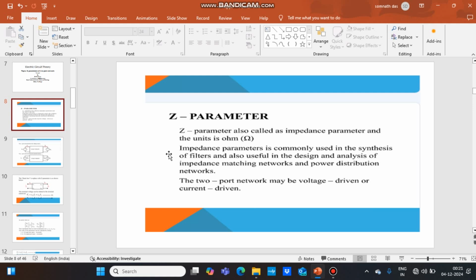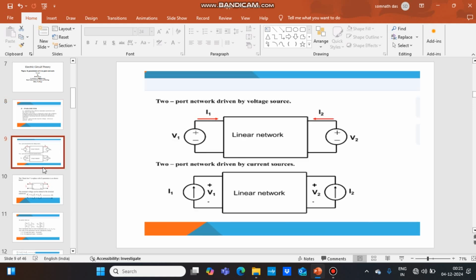The two-port network may be voltage driven or current driven. See in this figure, the upper one shows the voltage driven two-port network and the lower one shows the current driven two-port network. In the upper figure, two voltage sources are connected across the input port and output port. V1 is connected across the input port and V2 is connected across the output port.